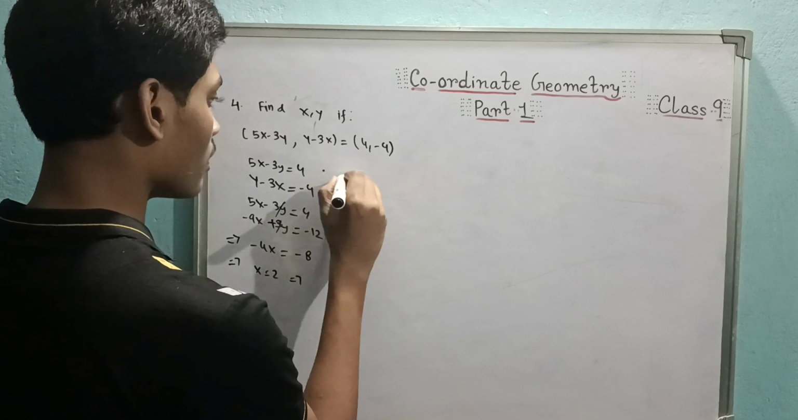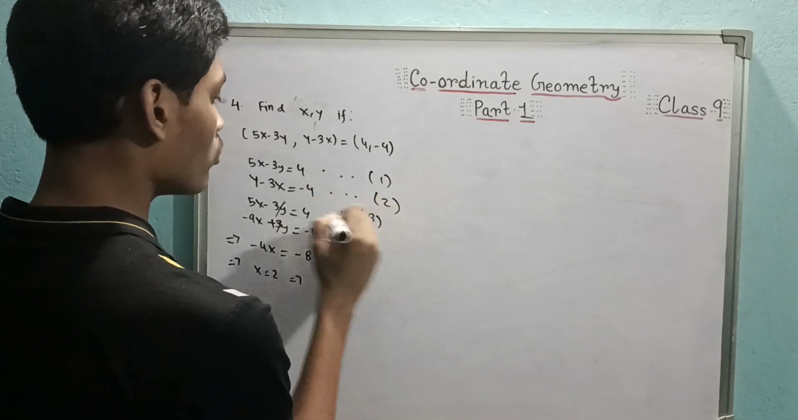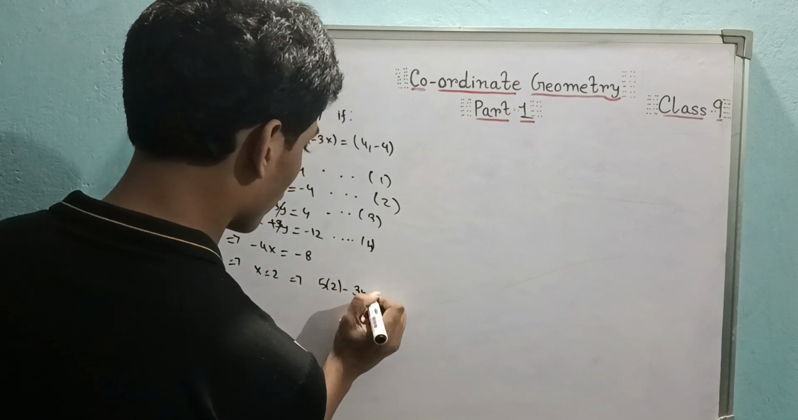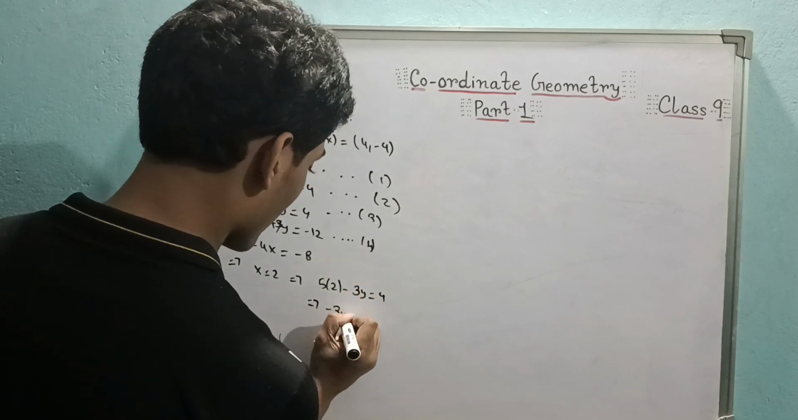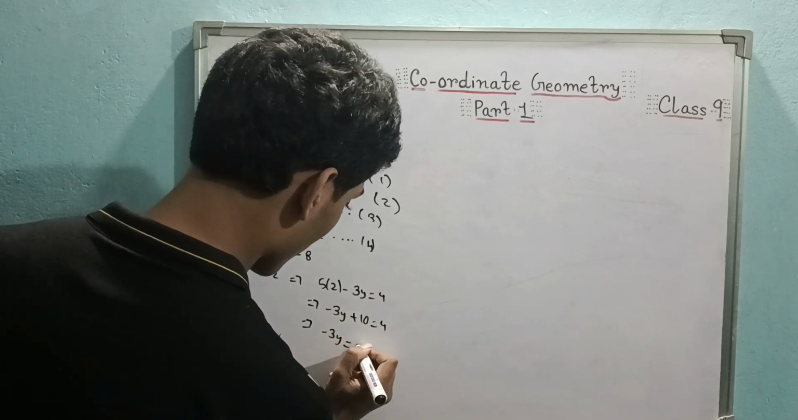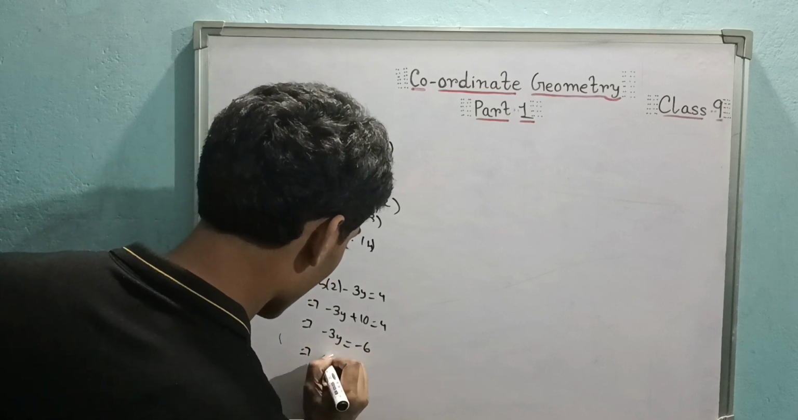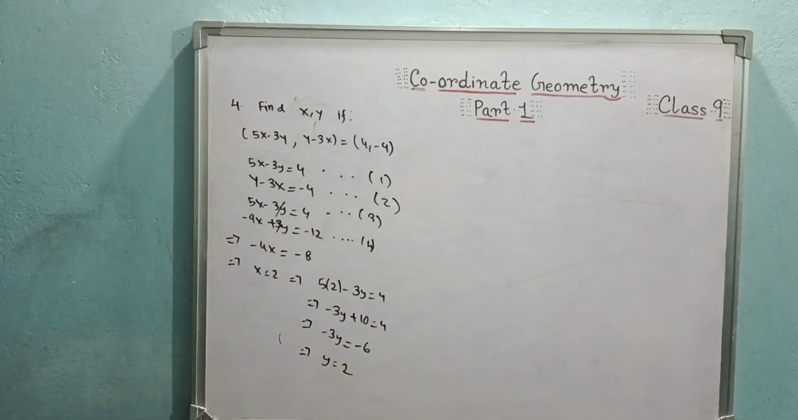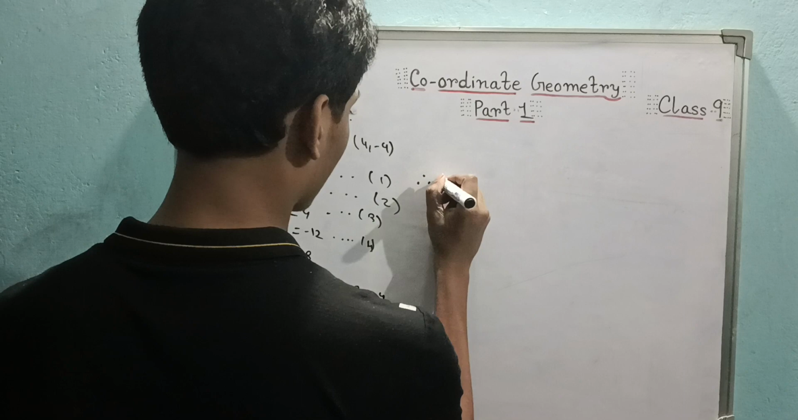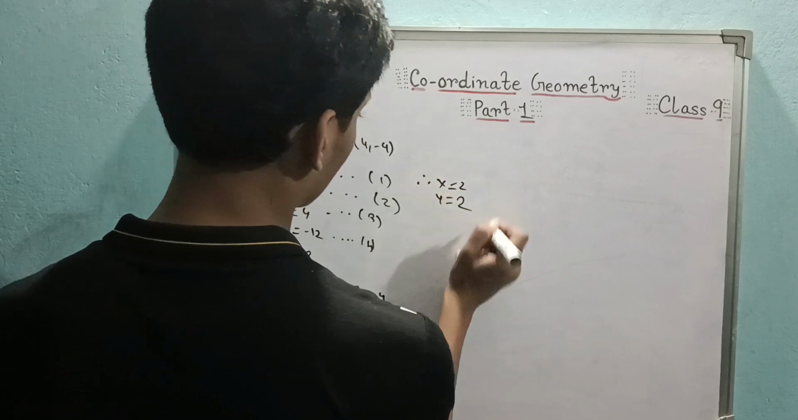If we substitute it in equation 1, 5 into 2 minus 3y equal to 4, or minus 3y plus 10 equal to 4, or minus 3y equal to 4 minus 10, minus 6, or y equal to 2. Is x 2, y 2 correct? Yes, it's correct. So x and y are 2 comma 2, therefore x equal to 2, y equal to 2.